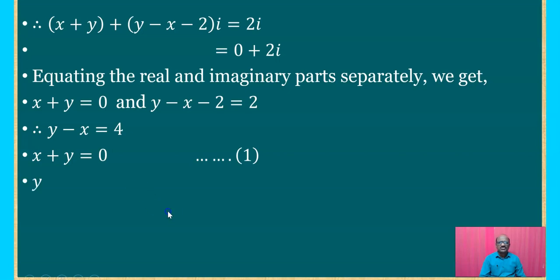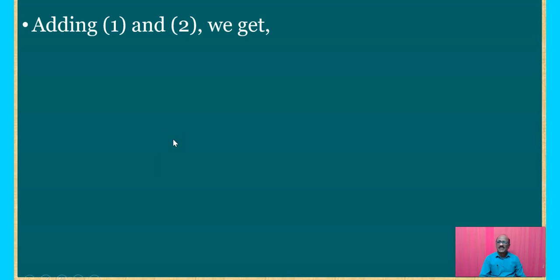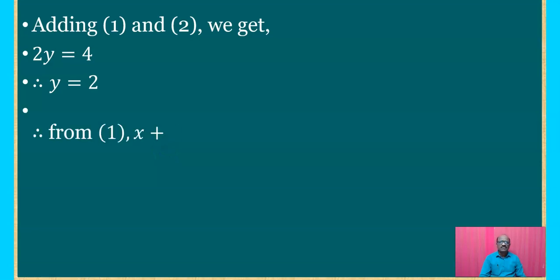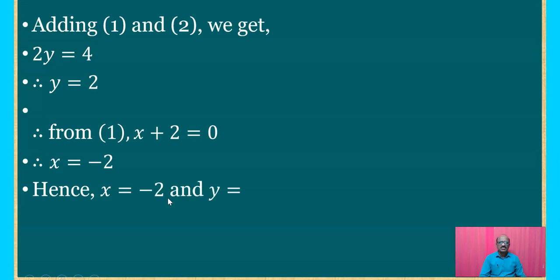If you add these two equations, x will get cancelled, you will get the value of y, that is 2y is equal to 4, y is equal to 2. You can simplify this, you have learned it in the 10th standard. Therefore, from equation 1, x plus 2 is equal to 0. Therefore, x is equal to minus 2. And hence, x is equal to minus 2 and y is equal to 2.